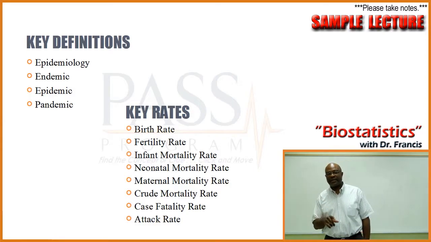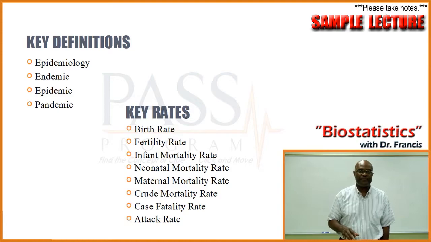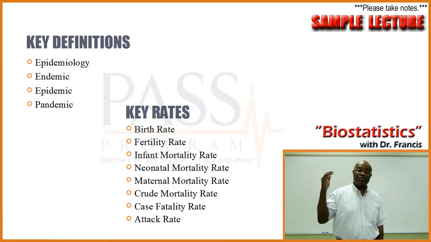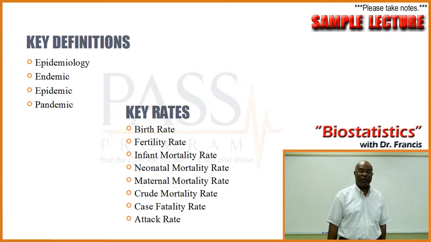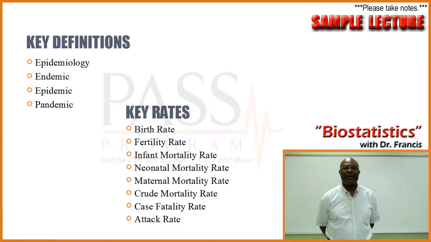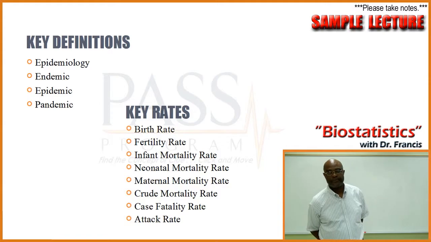Because the next term, epidemic, is when you have an occurrence rate of a disease that's more than 2 standard deviations above normal. This is what the CDC does for a living, tracks all of these occurrences of different diseases. Whenever there's an epidemic, it is their job to come into that area and find out what is going on.